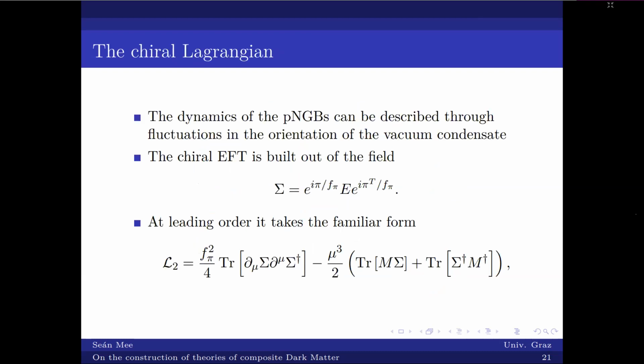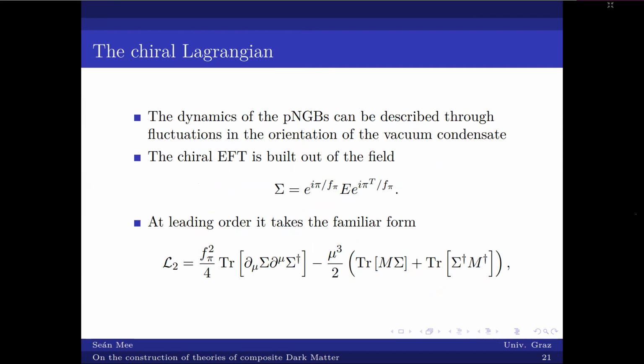Okay, so I'm going to describe exactly how we construct the chiral Lagrangian for this sort of theory. I'm not sure exactly how familiar people are with chiral perturbation theory, but it's really the exact principles I was describing before, right?